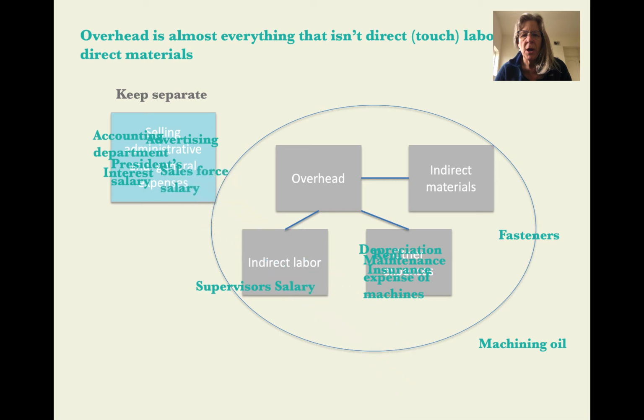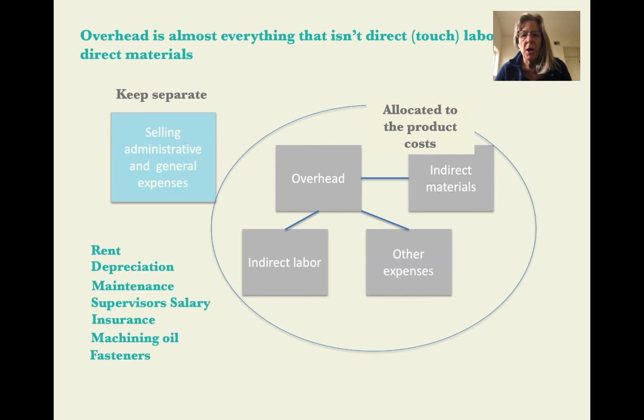Sales force salary is, again, the selling, administrative, and general expenses that are included in the management of the firm. Machining oil is an indirect material, so it's not tracked directly, but it should be allocated in the overhead. And then fasteners, again, those are not tracked specifically in material costs, so they need to be allocated in overhead. So all of these items within this oval need to be allocated to overhead. The others are kept separate in selling, general, and administrative expense. So I've listed these here, and we'll just add them all up for a particular time period and then allocate them. Now the question is how to allocate those.